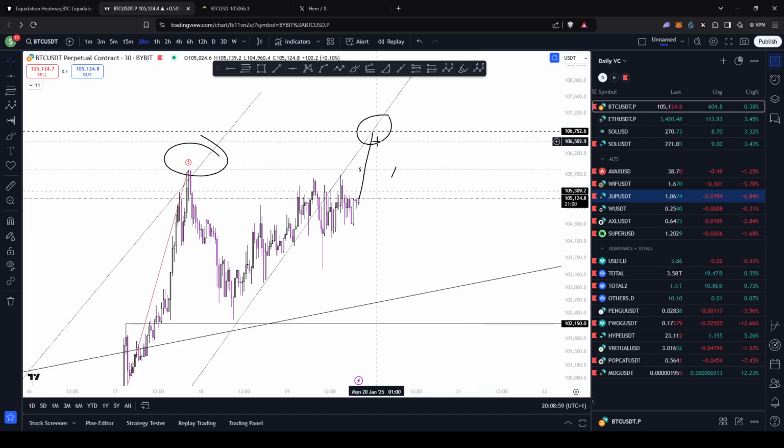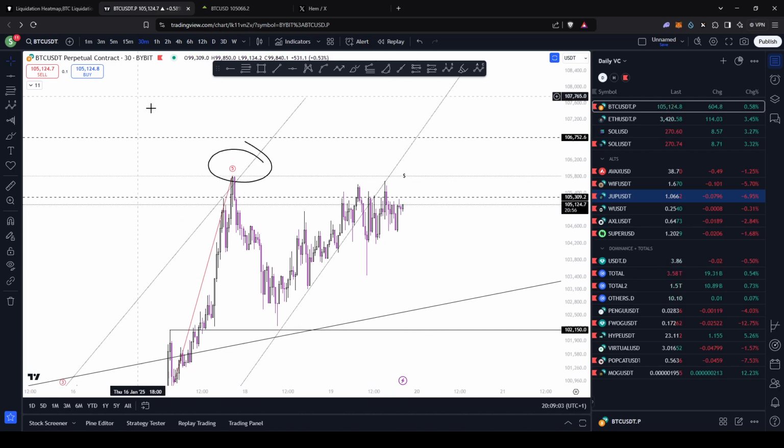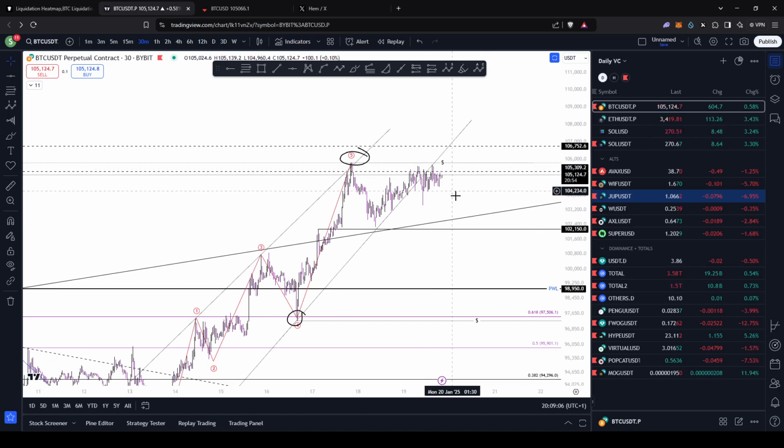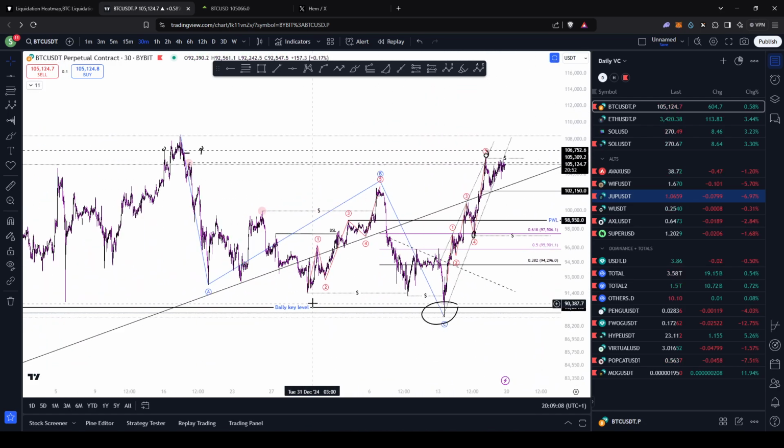So for Bitcoin, obviously I would avoid longing here unless it's a lower time frame scalp trade. That's something I could be fine with.